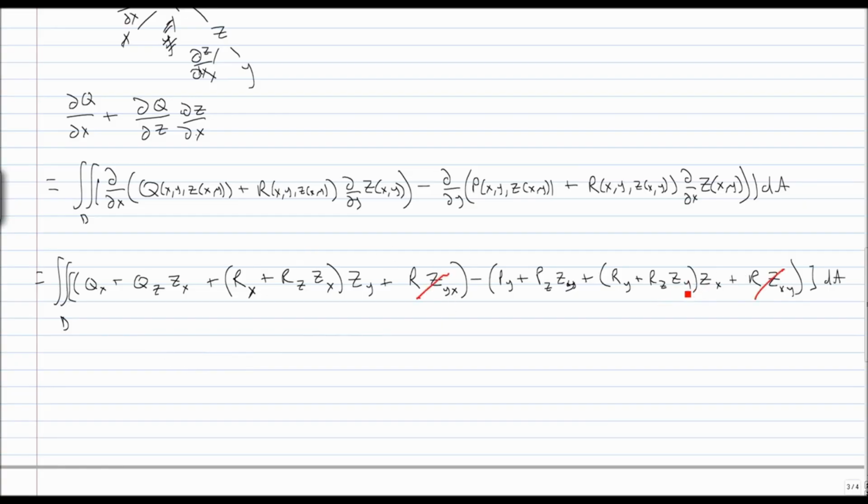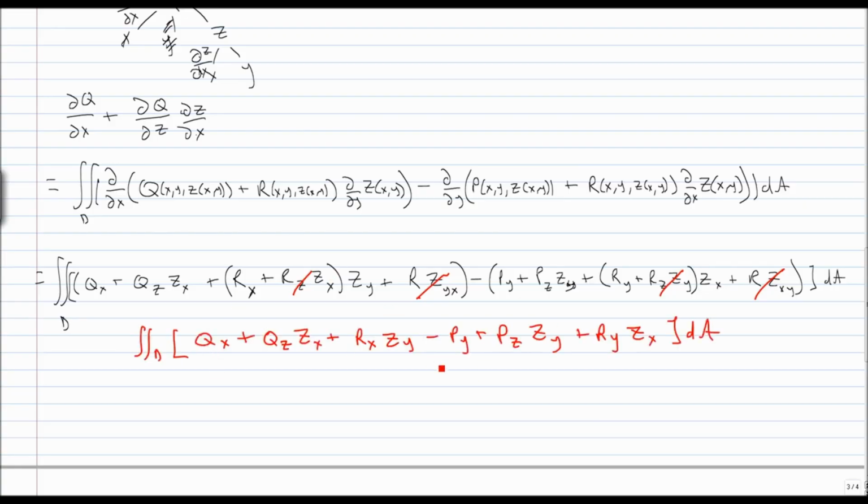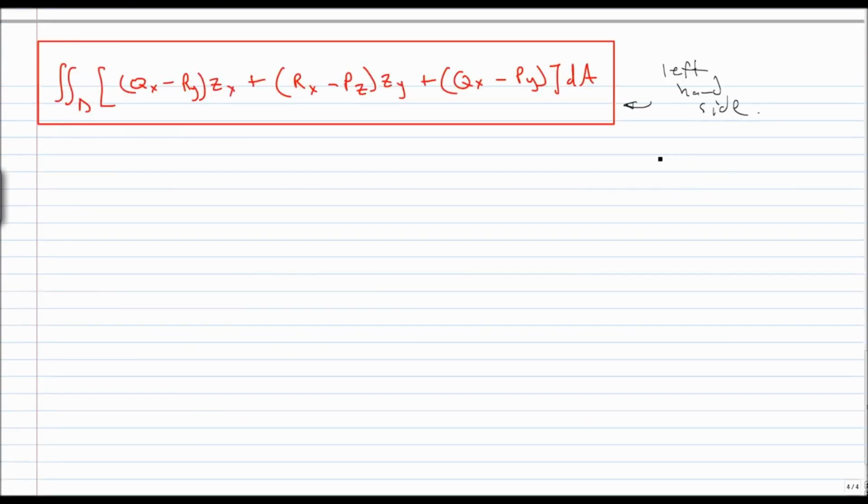And then, since multiplication is commutative, we're going to have r sub z, z sub y, z sub x, and over here we're going to have r sub z, z sub y, z sub x. So this guy and this guy are going to cancel. So now let me write out the simplified form of this. Okay, and then now let's collect the like terms here. You can see that this guy right here has a z sub x, this guy here has a z sub x, and then this guy here has a z sub y, and this guy here has a z sub y. So let's collect those guys, and then this is it. This is it for the left-hand side. Okay, so that's the left-hand side.